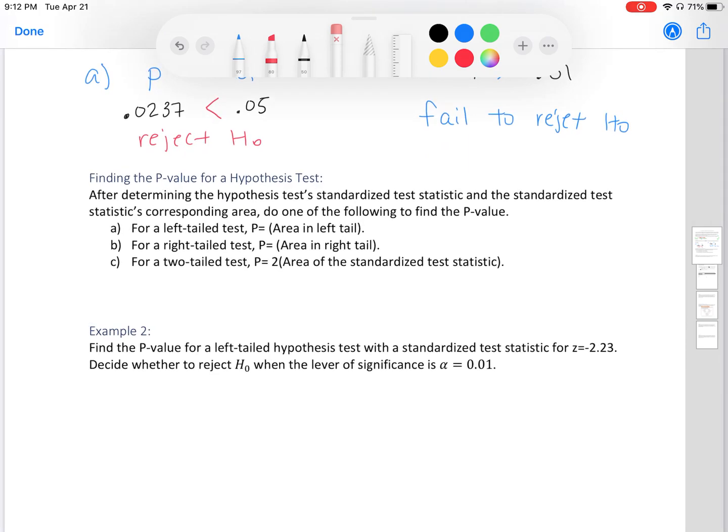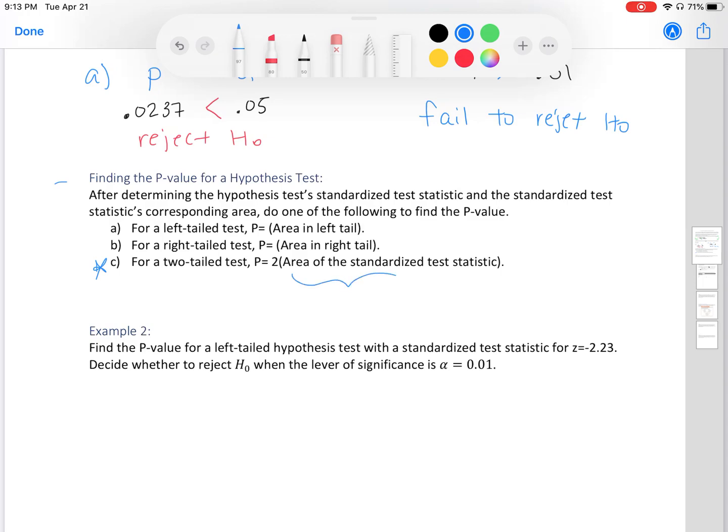Okay, we're going to be working with p-values. Finding the p-value for a hypothesis test. After determining the hypothesis test and the standardized test statistic and the standardized test statistic's corresponding area, do one of the following to find the p-value. A, for a left-tail test, P is equal to the left tail. B, for a right-tail test, P is equal to the right tail. Now C, be careful with C. For a two-tailed test, P is equal to 2 times the area of the standardized test statistic.